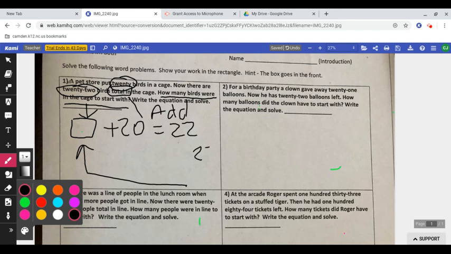So I'm going to put 22, take away 20. 2 minus 0 is 2, 2 minus 2 is nothing, or you can put the 0 if you want to. If I put 2 into the box, does that make sense? 20 plus 2 equals 22? Absolutely. So we know that's correct.